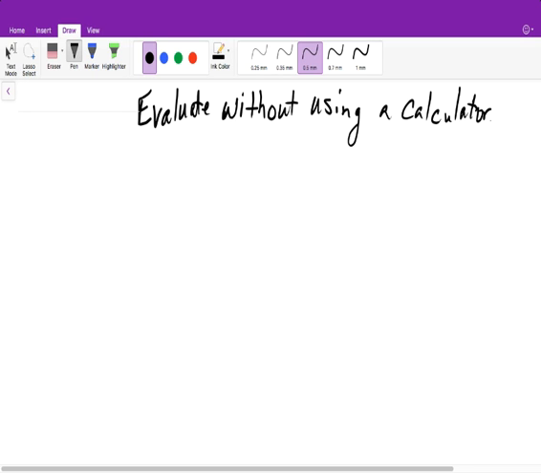So now we're going to go ahead and start answering the rest of these questions. I broke it up into two different videos. So the next set of questions we're going to do are question number 5, and that is evaluate without using a calculator. And the first one that you were given is 49 to the 1/2 power.